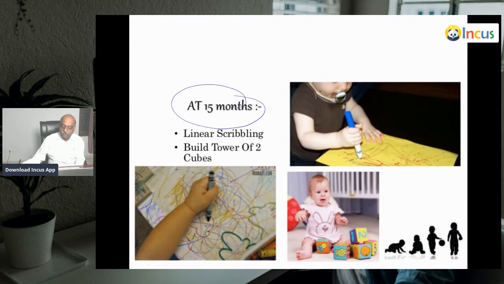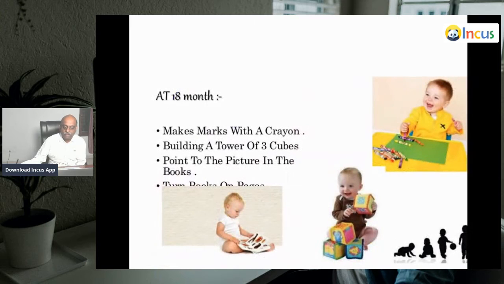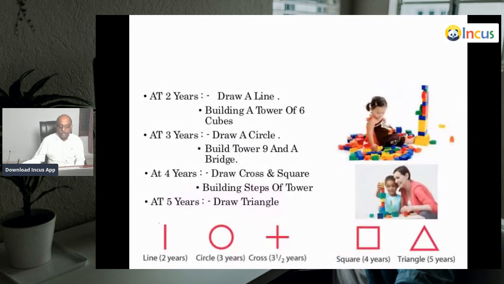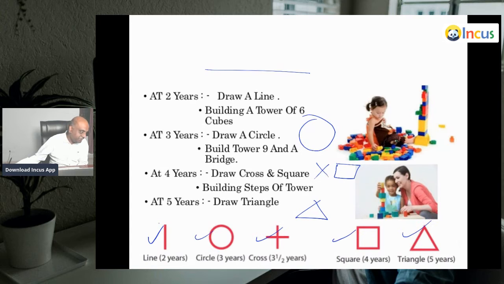At 15 months, he will be doing linear scribbling, building a tower of 2 cubes. This is one of the favorite MCQs of the examiner. At 18 months, a tower of 3 cubes. And at 2 years, draw a line. 3 years, draw a circle. 4 years, draw a cross, draw a square. 5 years, triangle. So remember, line, 2 years; circle, 3 years; cross, 3.5; square, 4 years; triangle, 5 years.